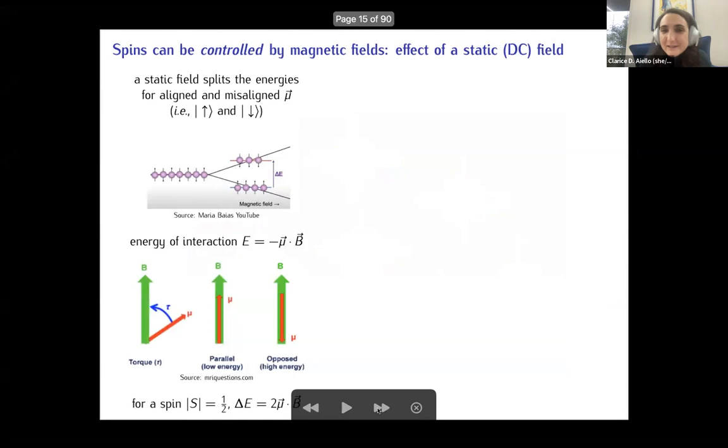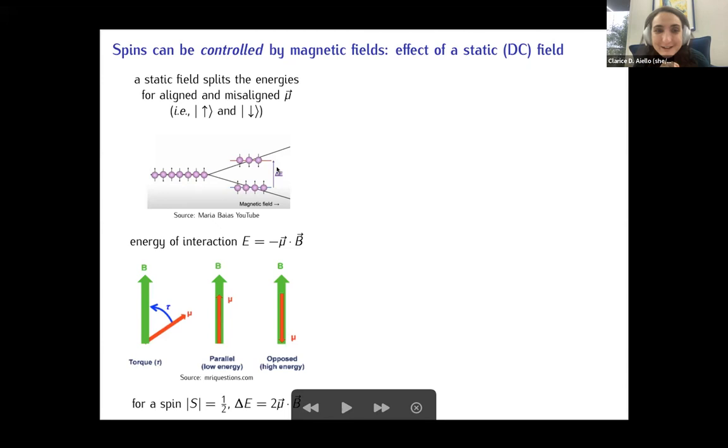The second thing that a static magnetic field does is to split the energy for these magnetic dipole moments that are aligned with the field and that are misaligned or anti-aligned with the field. So you can see this here in this diagram, right? With increasing magnetic fields, there is a split in the energies of the spins with one alignment. In particular, the spins that are aligned with the magnetic field have a lower energy than the spins that are anti-aligned with the magnetic field. This splitting in energy, called delta E here in this picture, increases as we increase the magnetic field strength.